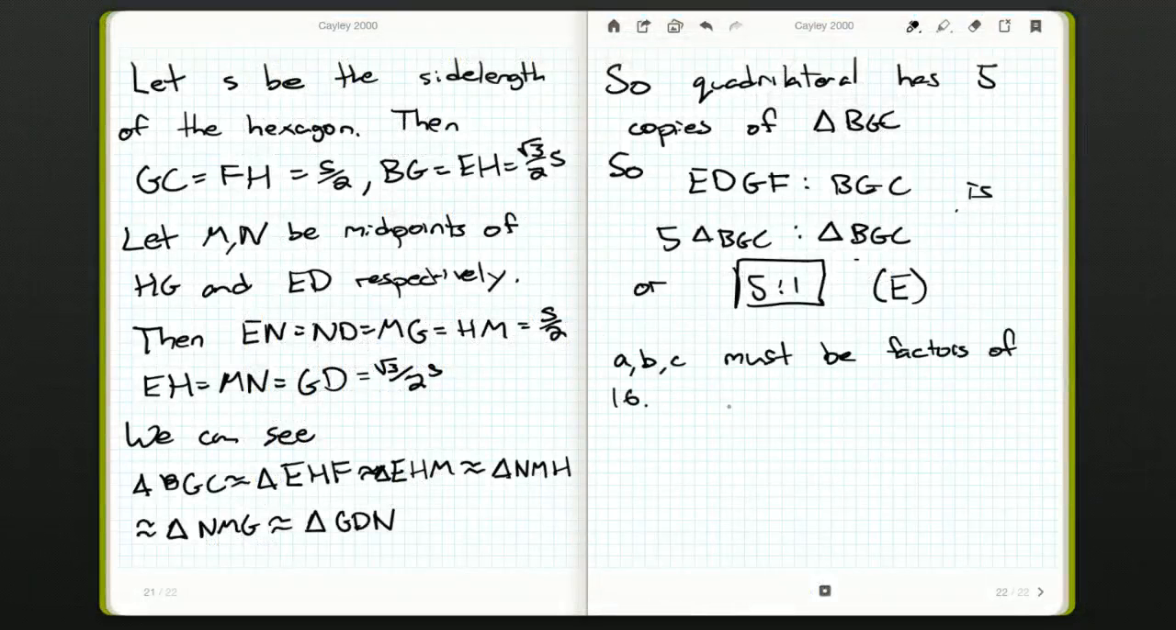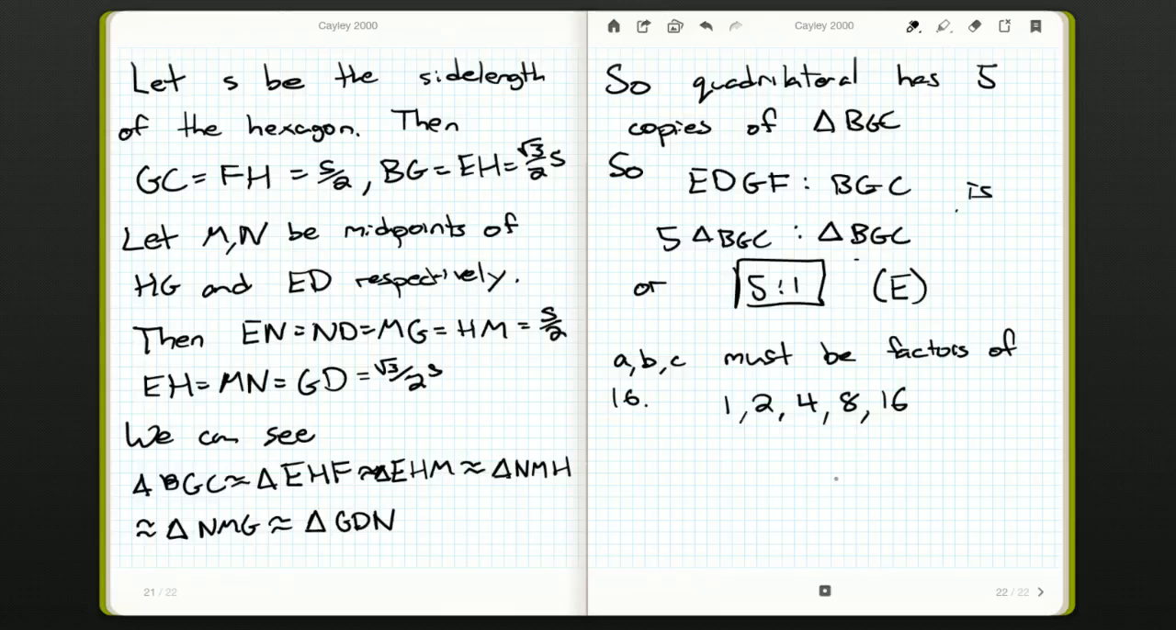So the factors of 16 are 1, 2, 4, 8, and 16. And we want distinct positive integers that multiply to 16. Okay, well, out of these, what triples can we get? We have 10 possibilities, because there are 5 of them, choose 3, so that's 5 factorial divided by 3 factorial divided by 2 factorial, which is 10.